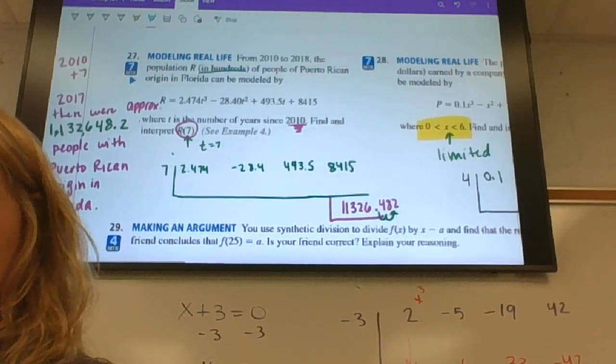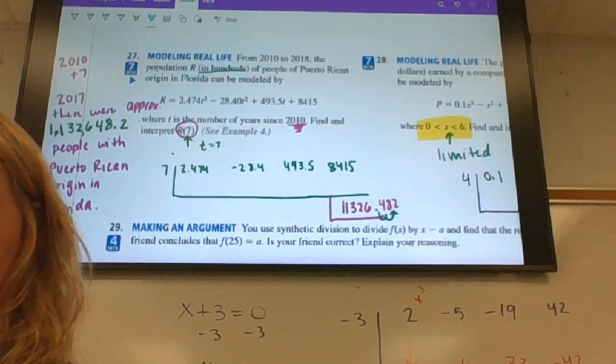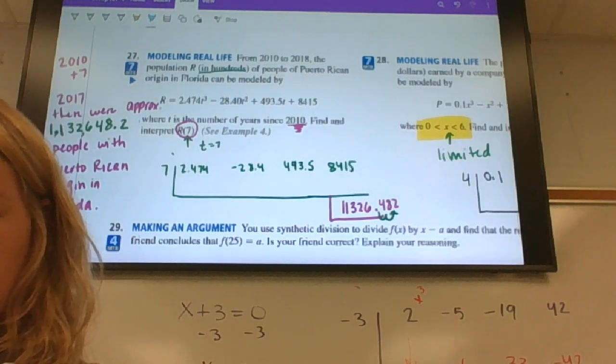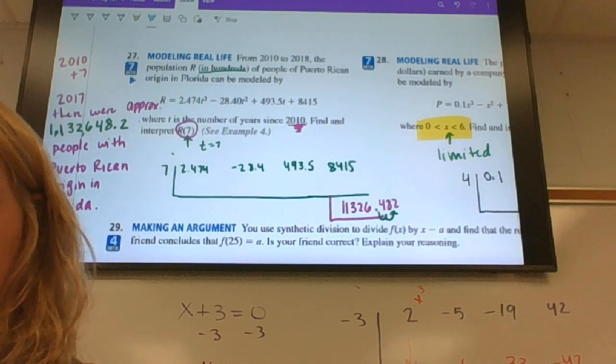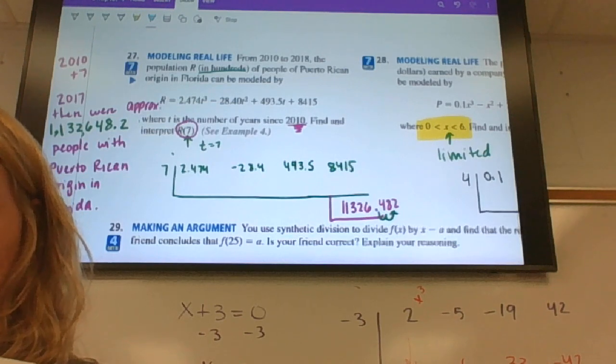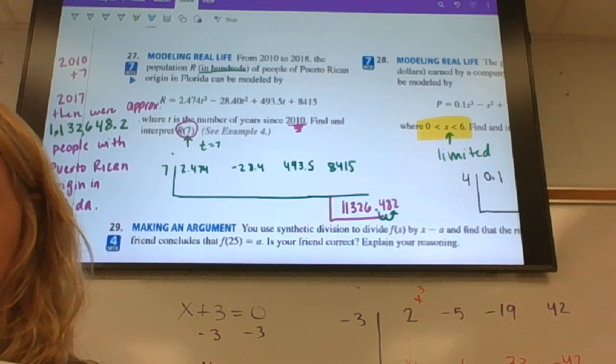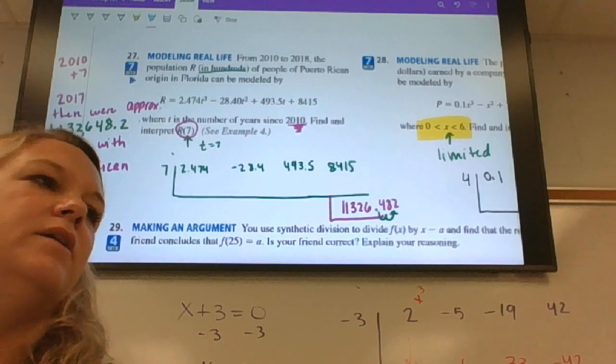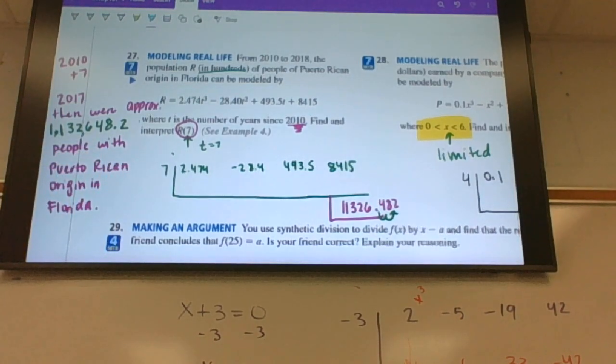All right, let's look at this. From 2010 to 2018, the population in hundreds of people of Puerto Rican origin in Florida is modeled here. How do they come up with this? Yes, they do a census, they take a poll, and then they have the years down here, and then they look at how the data is changing. They put a line in there.